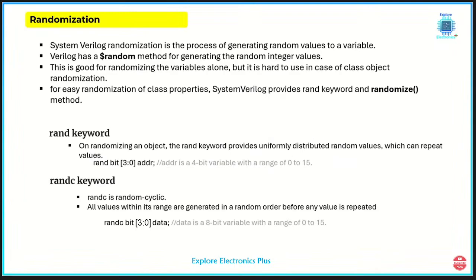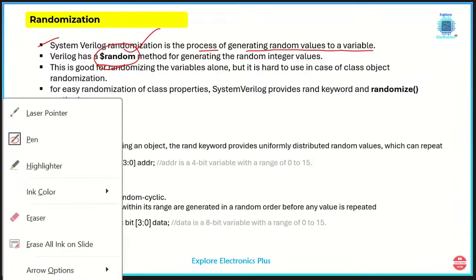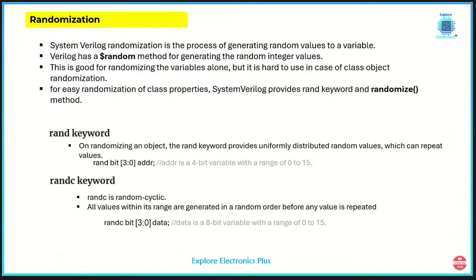What is randomization? SystemVerilog randomization is a process of generating random values for a variable. In Verilog, we have seen $random and $urandom. $random will generate integer values of a signed type. $urandom generates integer values of unsigned type in Verilog. But in SystemVerilog, we have a functionality called randomize. This randomize function is a default function. This will allow us to randomize a particular property of a class.